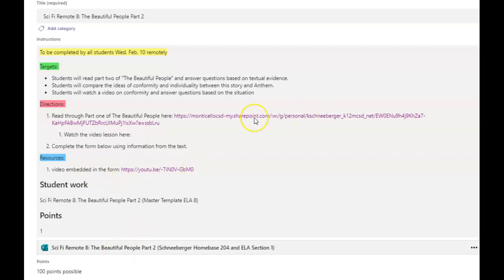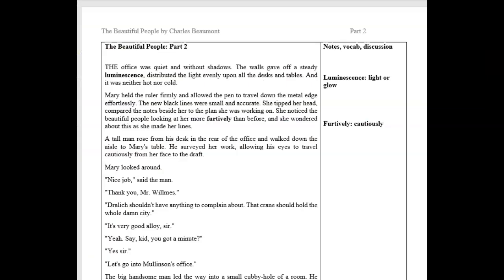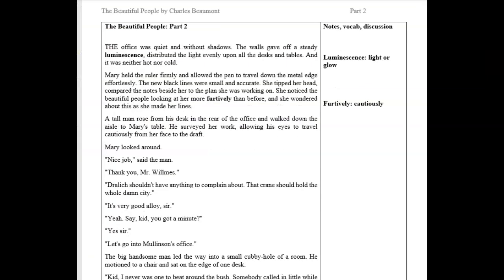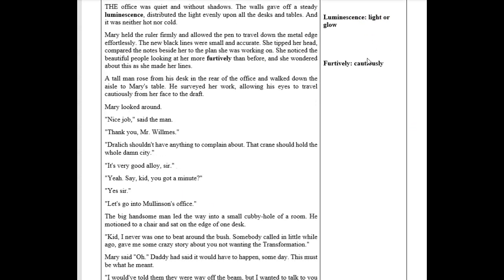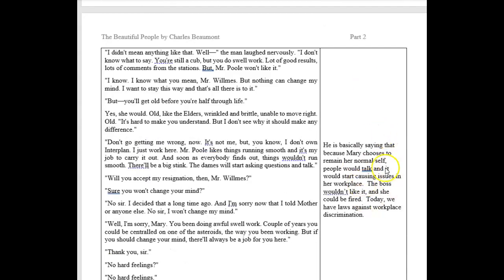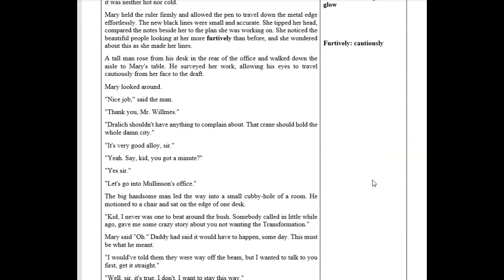So here you have the text that we're going to be using today, and if you need it for the form, the video that is embedded in the form is right here should you need it if it doesn't load in the form for any particular reason. So this is the text for The Beautiful People Part 2. As always, your words in bold are going to be your vocabulary words. Anything on the side that is not in bold, such as this here, those are the notes that I am using to lecture from when I explain this to you.